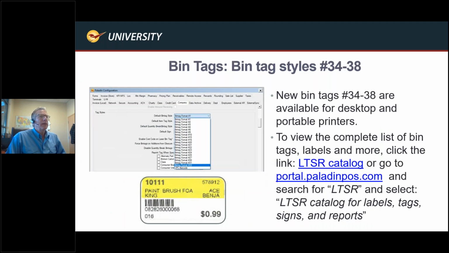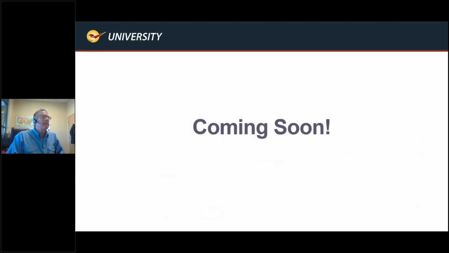Bin tags. We're constantly adding new bin tags. We're up to style 38 or maybe even 39 by now. We get requests for custom bin tags all the time. But once we make a custom bin tag, that goes out to everybody so you can all use it. When you go into portal.paladinpos.com or click on our support help knowledge base, if you search for LTSR catalog, it stands for labels, tags, signs, and reports, it will show you a 40-page or more sample of all the different bin tags and shelf tags and item tags and reports and so on that we provide. Take a look at that.